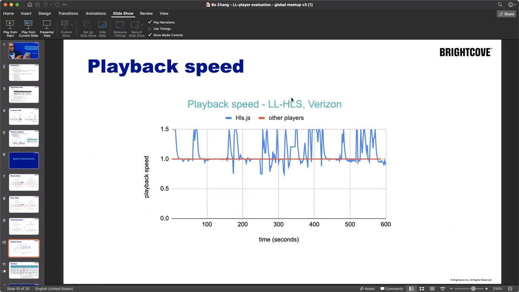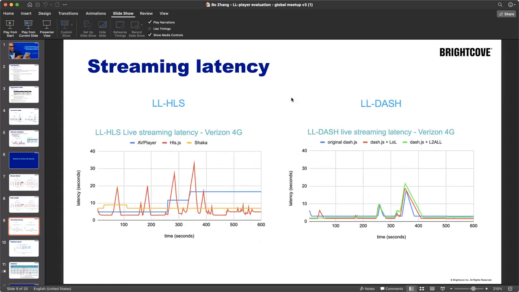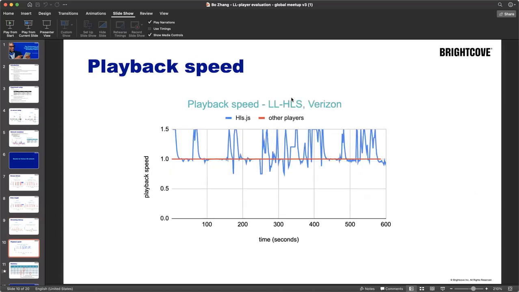So next we look at the playback speed. For HLS.js, because the streaming latency fluctuates significantly, the player has to adjust the playback speed accordingly throughout the session. That's why we see a high variation of the playback speed for HLS.js, the blue lines, while the other players always stuck to the stream's native speed. 1.0 is the native speed throughout the session, which is good.